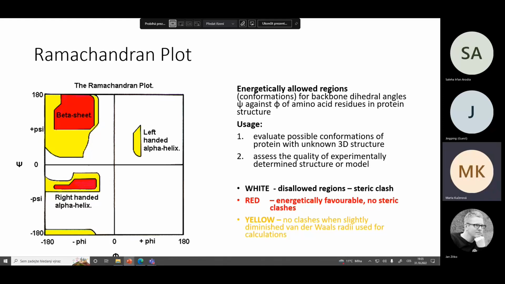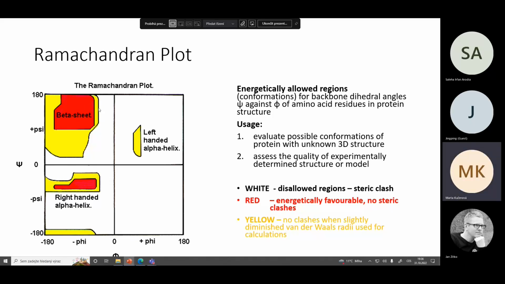So based on the atomic structure from any experimental method, the software is able to calculate the Ramachandran outliers. It means the percentage of amino acids that do not comply with the Ramachandran plot. So the lower the number of outliers, the better.